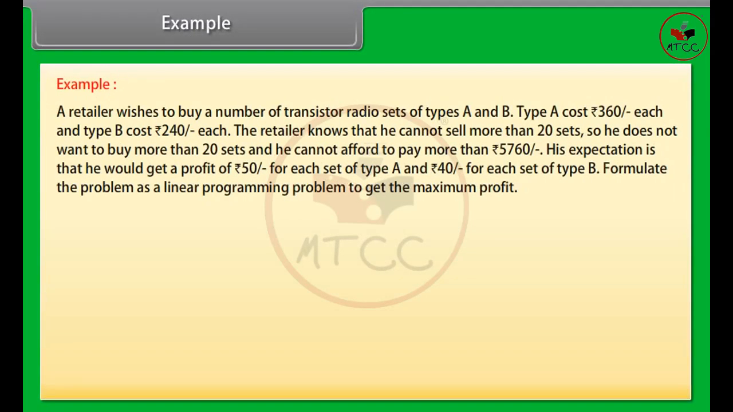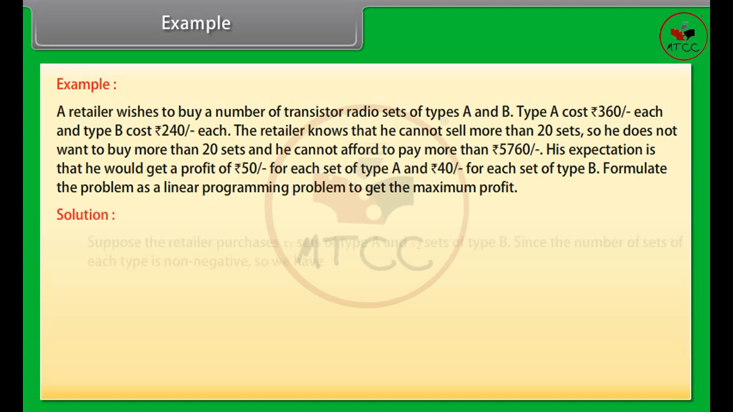Example. A retailer wishes to buy a number of transistor radio sets of types A and B. Type A costs Rs 360 each and type B costs Rs 240 each. The retailer knows that he cannot sell more than 20 sets, so he does not want to buy more than 20 sets, and he cannot afford to pay more than Rs 5,760. His expectation is that he would get a profit of Rs 50 for each set of type A and Rs 40 for each set of type B. Formulate the problem as a linear programming problem to get the maximum profit.